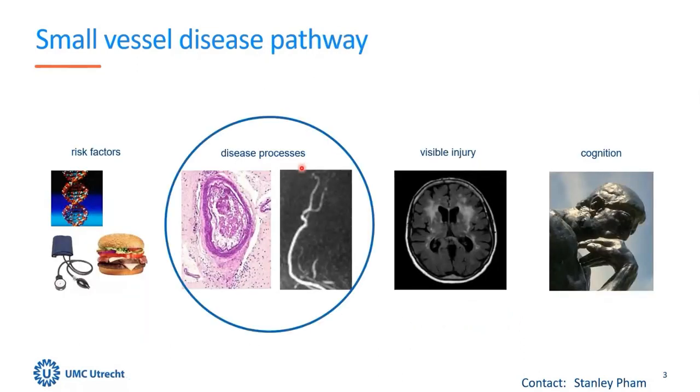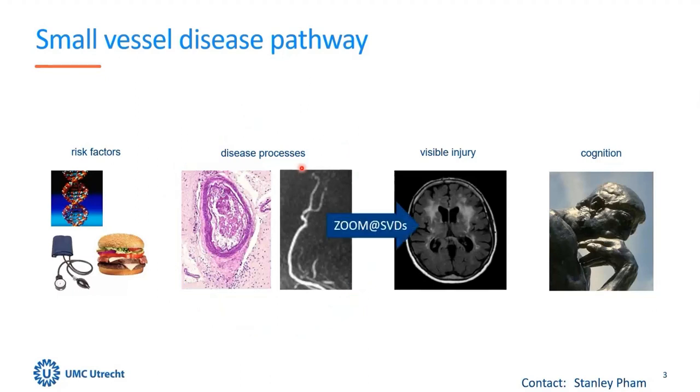So we want to know what exactly is the disease process in these small vessels. With regular clinical 3-Tesla MRI, it's not really possible to measure small vessel function in vivo directly at the level of these small vessels. However, with the advantage of high field 7-Tesla MRI, we can do that. We can directly measure the state, the condition of these vessels and see how that relates to visible injury in small vessel disease.